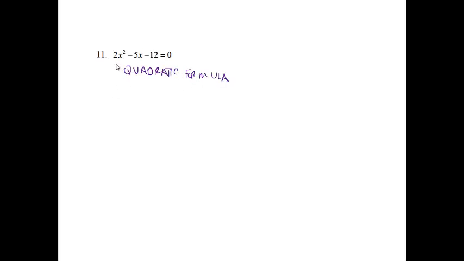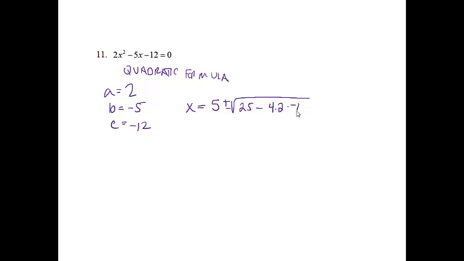All right, so already in standard form, already equals 0, we're all set. So I'm going to set my A, my B, and my C. A is equal to 2, B is equal to negative 5, C is equal to negative 12. So I'm going to have x equals opposite B. The opposite of negative 5 is 5, plus or minus square root B squared. Negative 5 squared is 25, minus 4AC, so 4 times 2 times negative 12, all over 2A.